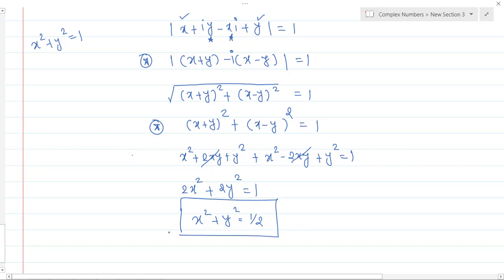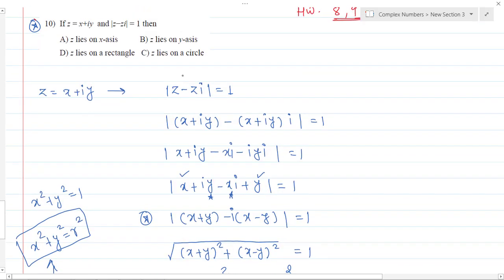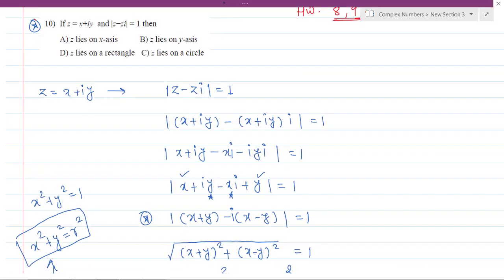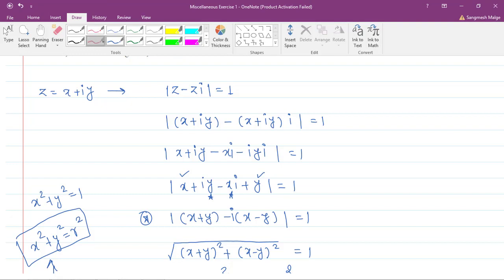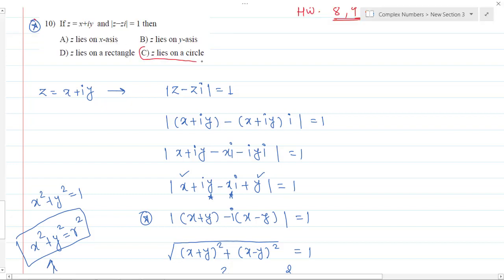Do you remember anything? x square plus y square is equal to r square. What is this? This is the standard form of a circle. So z is lying on the circle. This is my correct answer.